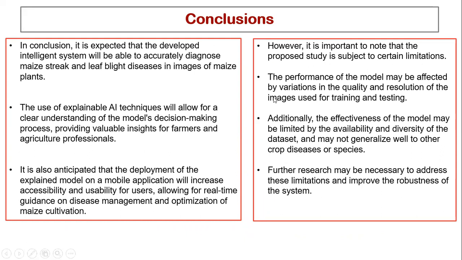However, it should also be noted that the proposed study has limitations. For example, the performance of the model may be affected by variations in the quality and the resolution of images, and also the effectiveness of the model may be limited because our data set is small and it contains only maize images. For example, we don't know what will happen if we scan maybe a cassava image. So the data set is not that diverse. So that is also a limitation. So further research may be necessary to address such limitations.